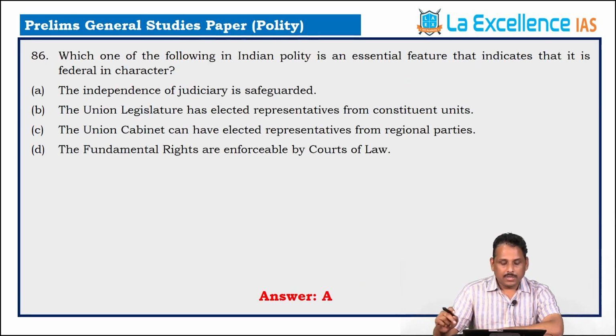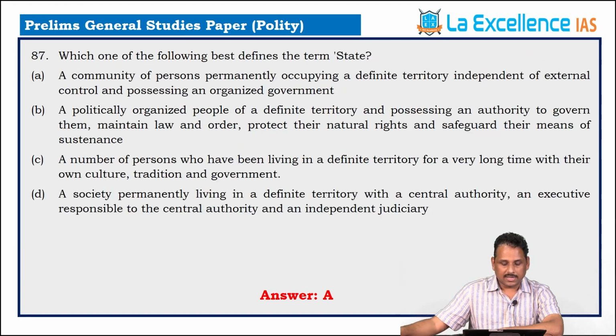Which one of the following in Indian polity is an essential feature of federal character? Obviously, the most important things in a federal character are a written constitution and an independent judiciary to act as an umpire between the units, that is political units, the union government and state governments. So the independence of the judiciary is important to protect the federal character.